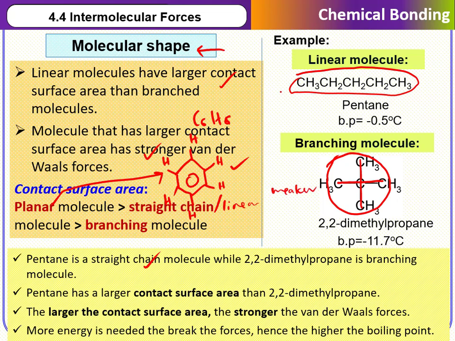Okay, but when we compare these two, pentane is a straight chain molecule or linear molecule, while 2,2-dimethyl-propane has a branching structure. Pentane has a larger contact surface area with stronger van der Waals forces. So more energy is needed to break the forces. Hence, it has a higher boiling point.